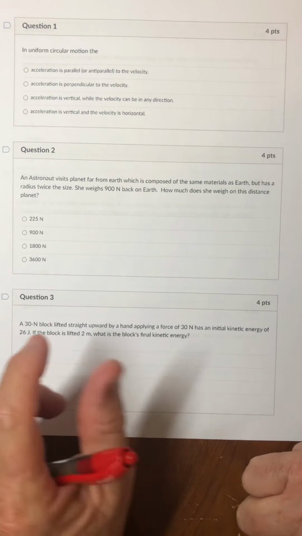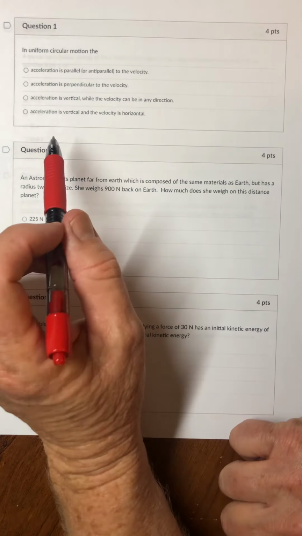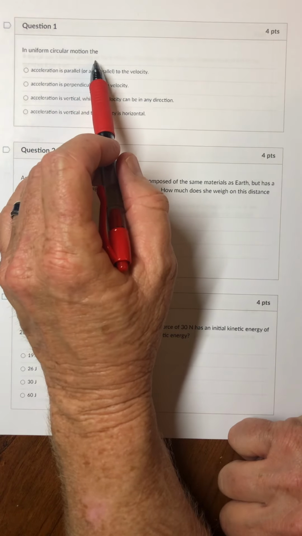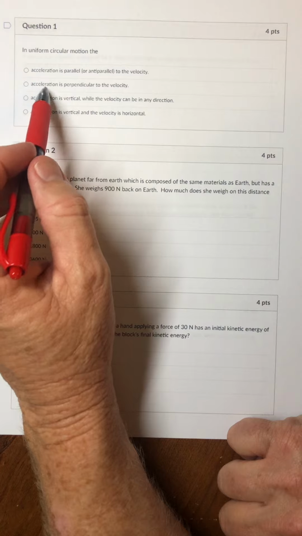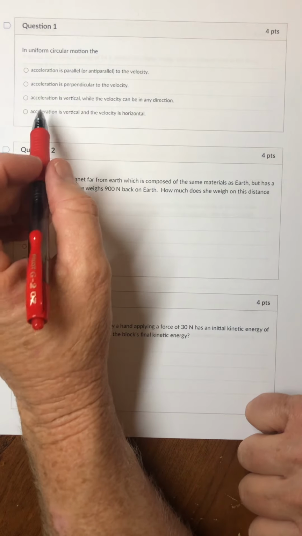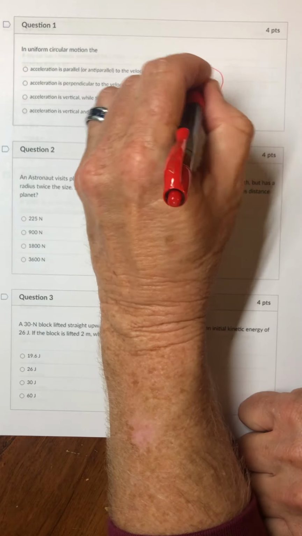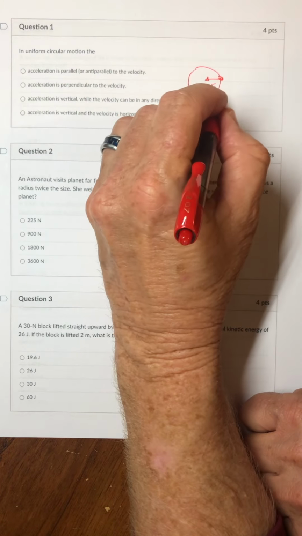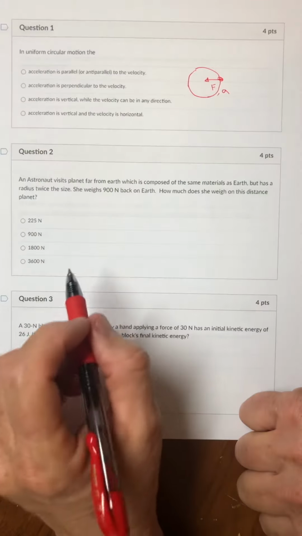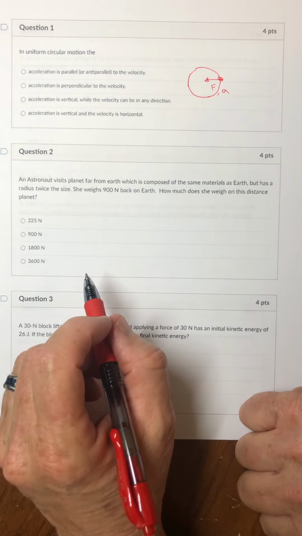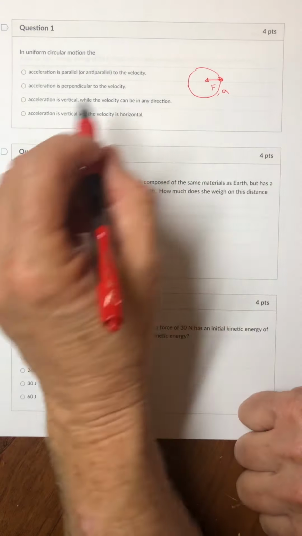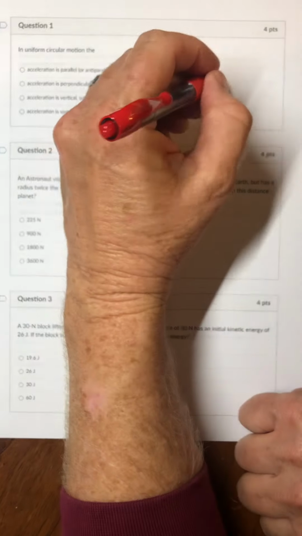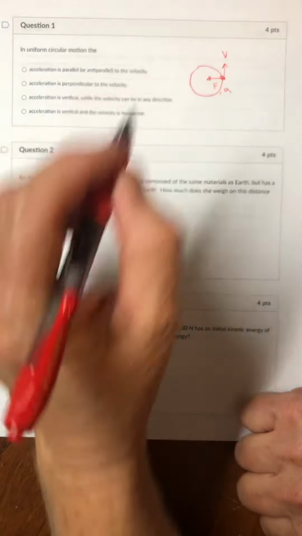All right, so let's go ahead and begin here. I'll start with the circular motion one. It says uniform circular motion, and it's talking about the acceleration. You might remember that we talked about an object going in a circle having an acceleration towards the center of the circle. It doesn't really say towards the center of the circle, but the velocity then is in this direction.